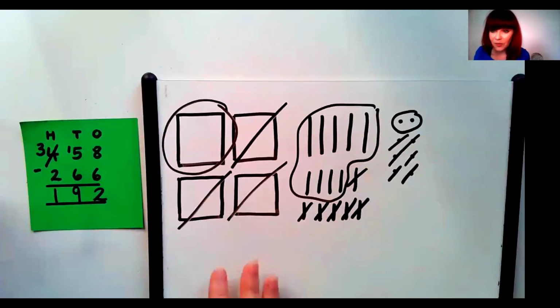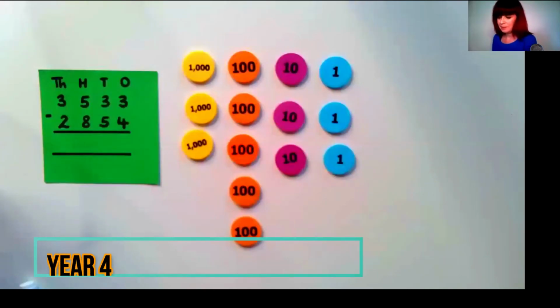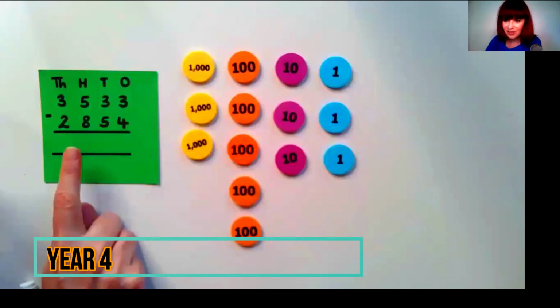We might also get them to exchange from more than one column in year 3, but we only need to subtract numbers up to 3 digits. So now we'll have a look at what it looks like in year 4. This is as hard as it's going to get in year 4, subtracting a 4-digit number from a 4-digit number with more than one example of exchange.